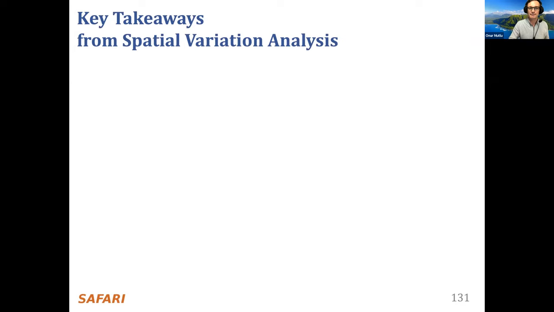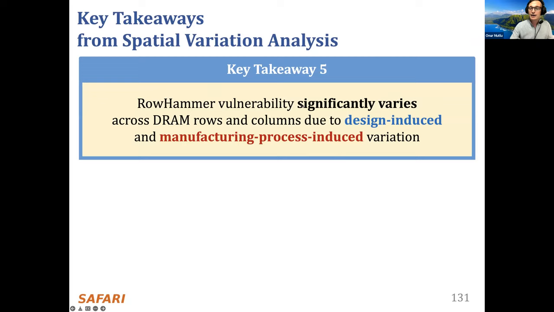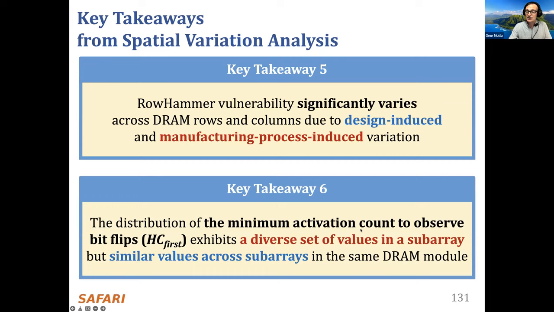Okay, let me give you the key takeaways from a spatial variation analysis. It's very interesting, basically. RowHammer vulnerability significantly varies across DRAM rows and columns due to both design-induced variation, systematic variation, and manufacturing process-induced random variation. And the distribution of the minimum activation count to observe bit flips exhibits a diverse set of values in a subarray. But within a subarray or across subarrays in the same DRAM module, they're more consistent. So this can be used to craft better attacks that target these really vulnerable parts, and also craft better defenses that protect these vulnerable parts even more. Right? So this is an example.